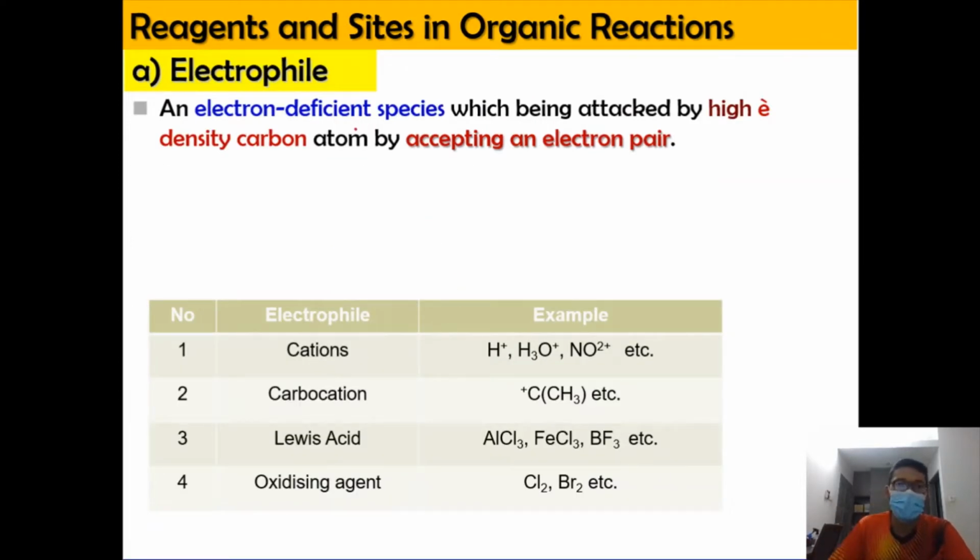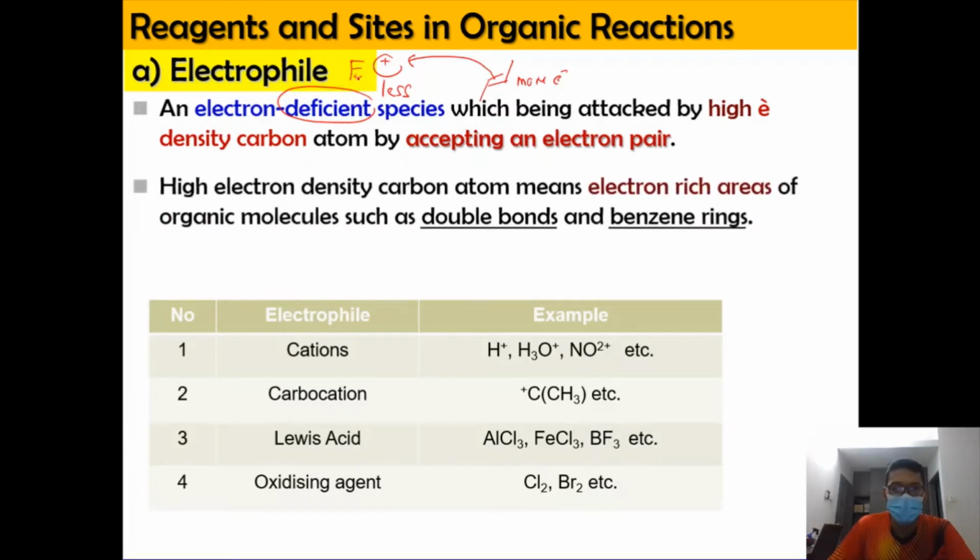So electrophile is basically an electron deficient species. Deficient means less electron. So, electrophile adalah spesies yang mempunyai kekurangan elektron. And this electrophile will be attacked by the high electron density carbon by accepting an electron pair. Because it has less electron, the more electron species, for example, alkene, will attack the electrophile. For the more highly electron density carbon atom, for example, butene will attack the electrophile.